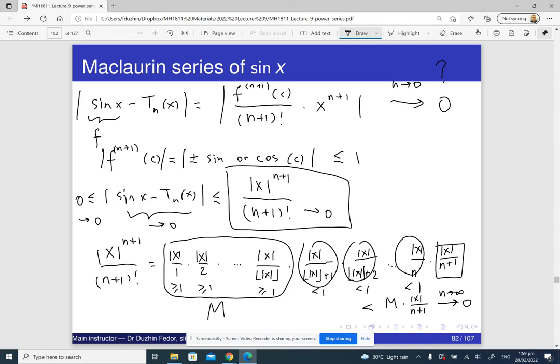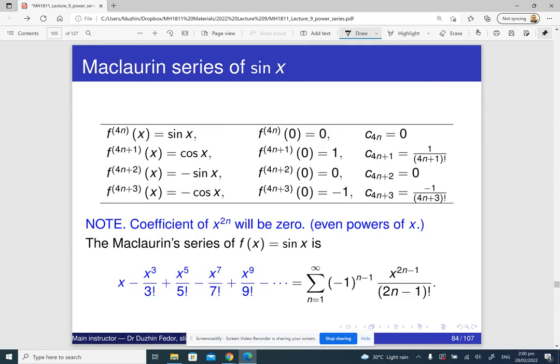This is how we can see that the limit of some number x raised to the power n plus 1 divided by n plus 1 factorial, or x raised to the n divided by n factorial, or anything like that, so powers of some fixed number divided by factorials, is 0. And that's basically it. So now we have proved that the limit of the remainder is 0, which essentially means that the Maclaurin series of sine x actually converges to sine x. So its sum equals sine x.